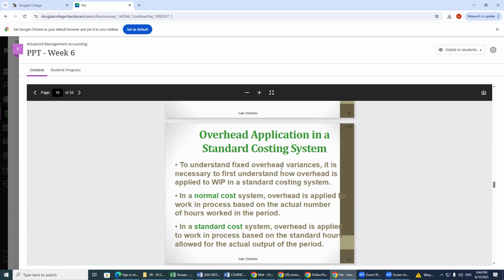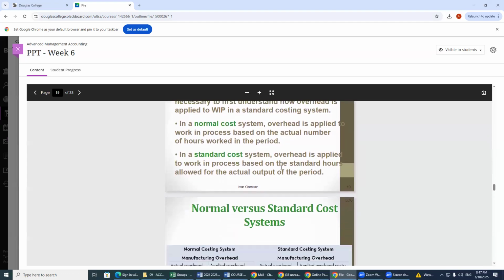One is the normal system, which applies the overhead using the actual level of activity. And we have the standard cost system, where we're applying the overhead by using the predetermined overhead rate times the standard hours that we need to achieve the actual production. And that creates the problem and the difference between them.